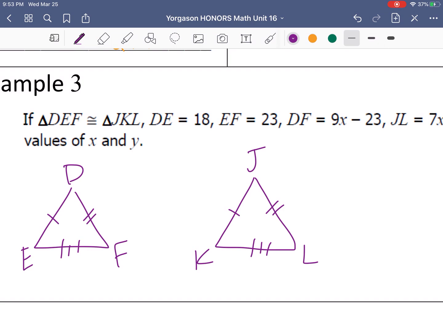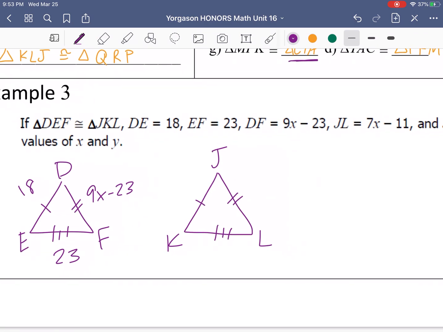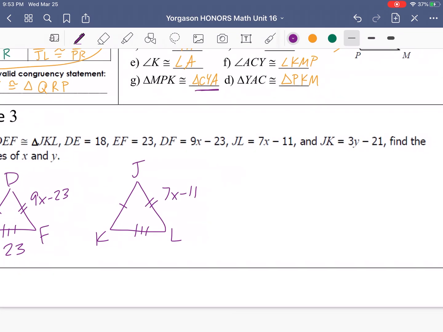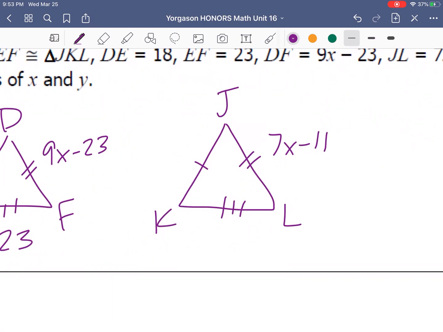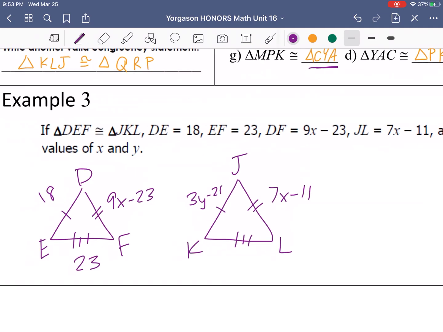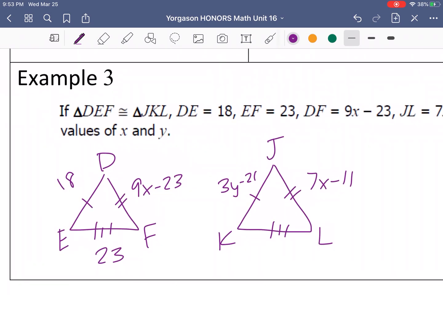So DE is 18, EF is 23, DF is 9x minus 23. JL is 7x minus 11, and JK is 3y minus 21. And they want us to find the values of x and y. Just for kicks, and they didn't ask us to, do you know the length of KL? It's 23 as well, right?